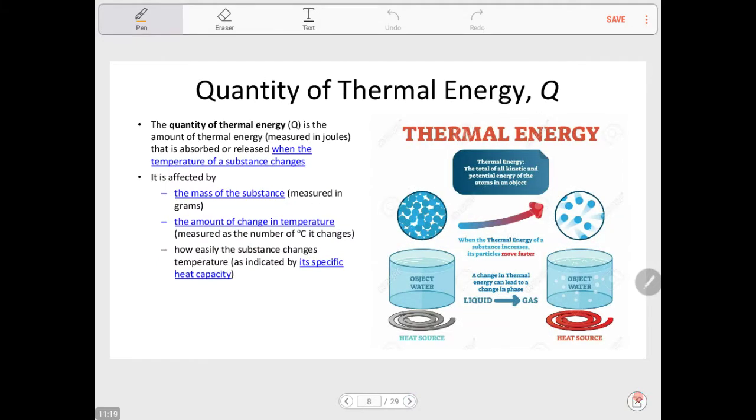Now, what we want to do sometimes is we want to measure the amount of energy inside of water. The quantity of thermal energy, that variable, and I'll show you the formula, is a capital Q, is the amount of thermal energy measured in joules that is absorbed or released when the temperature of a substance changes. It is affected by the mass of the substance, measured in grams, the amount of change in temperature, and how easily the substance changes temperature, as indicated by its specific heat capacity.